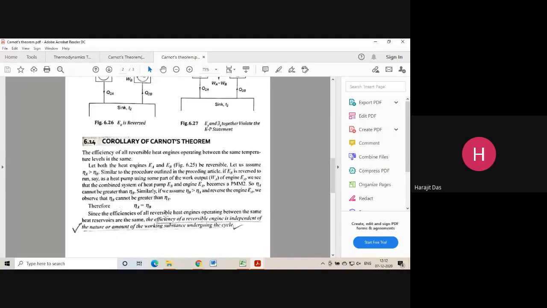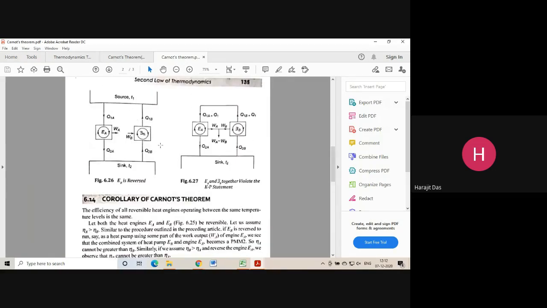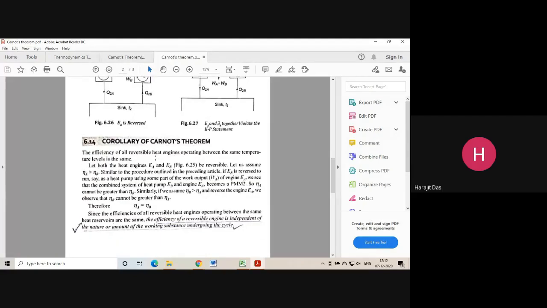The next one is that the efficiency of a reversible engine is independent of the nature or amount of working fluid undergoing the cycle. So it doesn't matter whether a heat engine is operating with a certain kind of fluid and another heat engine is running with another kind of fluid. The efficiencies of reversible heat engines will not depend on the working fluid.